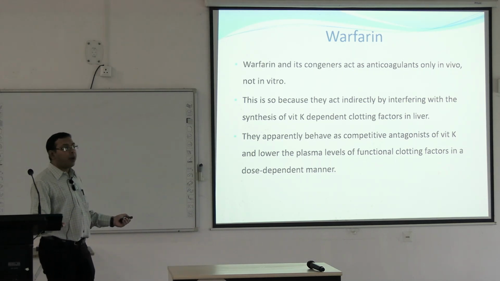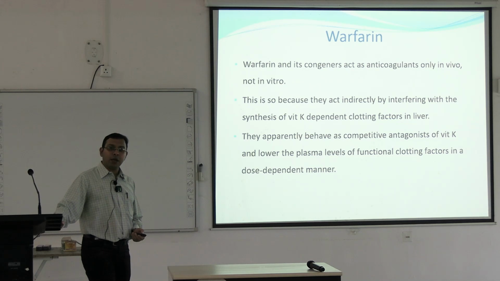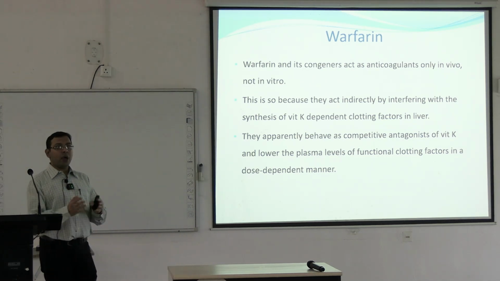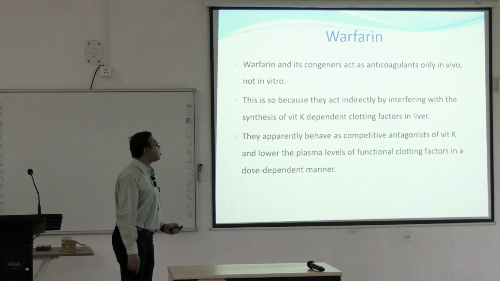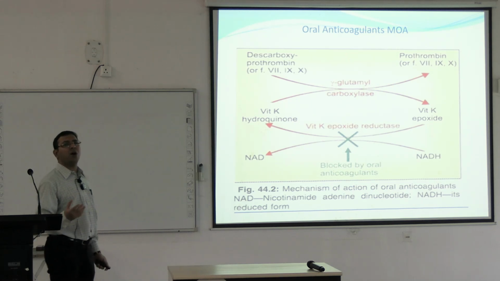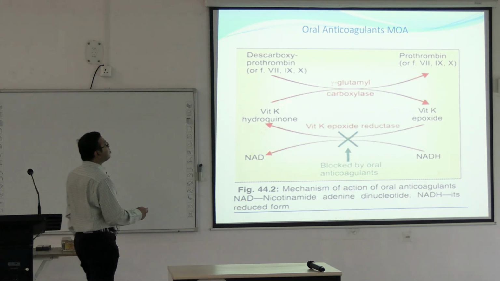They apparently behave as competitive antagonists of the vitamin K. So already we have seen about the vitamin K, phytonadione, menadione. So they are just antagonists of the vitamin K, lower the plasma levels of the functional clotting factor. So how it acts? So this is the mechanism of action of the warfarin or the other oral anticoagulants. So this is the vitamin K.